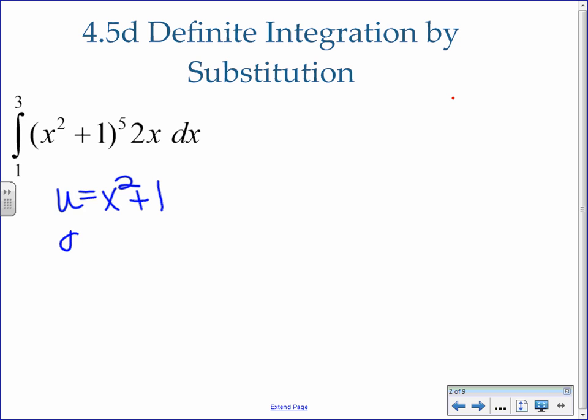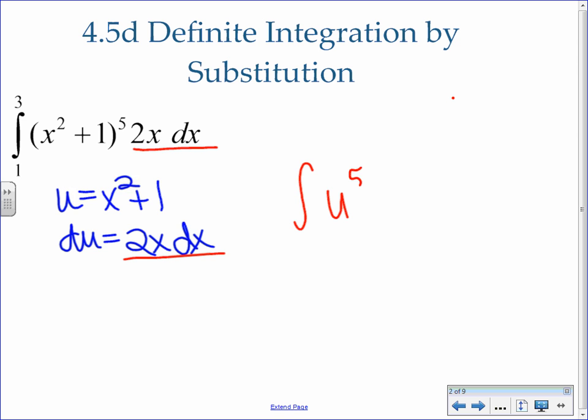Which makes du 2x dx. Well, that's nice, right? Because 2x dx is right here, and I'm going to take the integral of u to the fifth du. Right now, I am not worrying about my limits of integration. These limits of integration are associated with x, and right now I'm in terms of u. U to the fifth du.